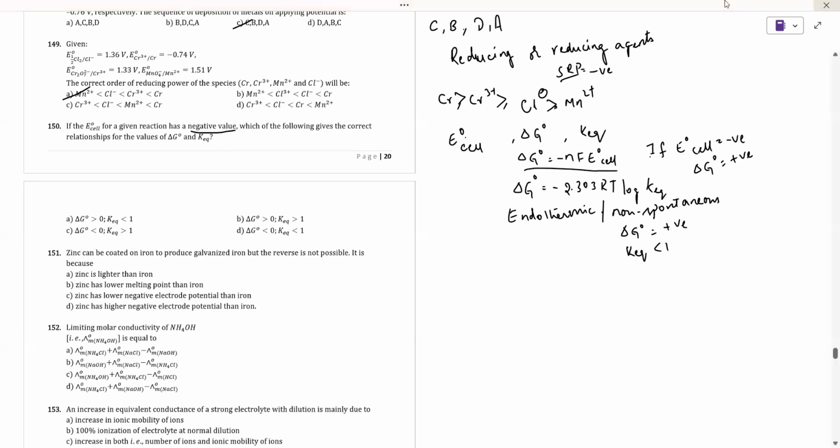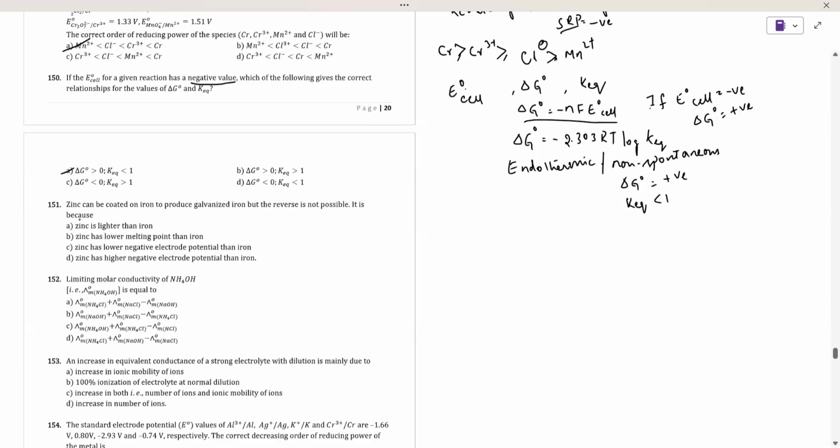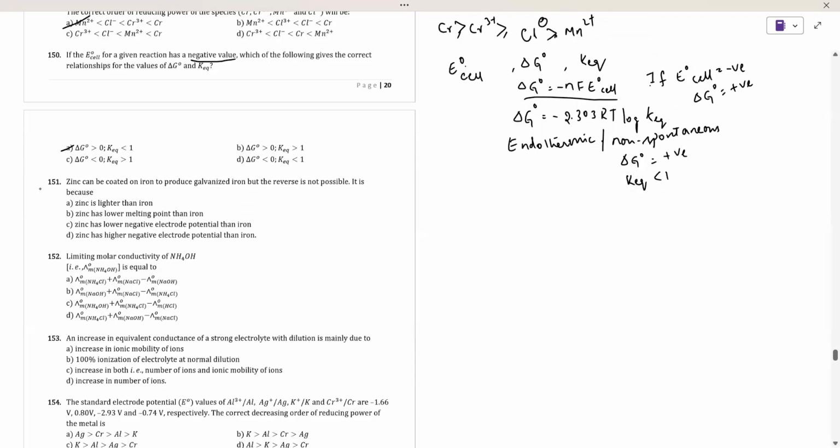So hence, which option is correct, students? So option A will be correct and option B cannot be correct. Because if E0 cell is negative, delta G will become positive. If delta G is positive, it will become an endothermic or non-spontaneous reaction. And based on this equation also, it is clear that KEQ will become less than 1. So option A would be correct for this question. Now coming to the next question, students.